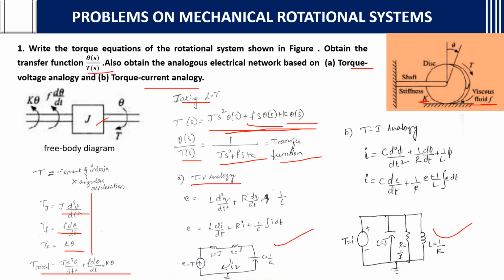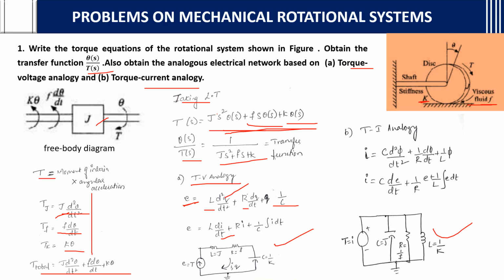For torque voltage, we should remember that on the left hand side, the torque will become the voltage part, and J will become L, F will become R, and K will become 1 by C, and theta will become Q. And you can write this in terms of I also. E is equal to L into di by dt, plus R into I, plus 1 by C into integral I dt. Why? Because the formula is I is equal to Q by T. So in this way, in place of Q we can put I.